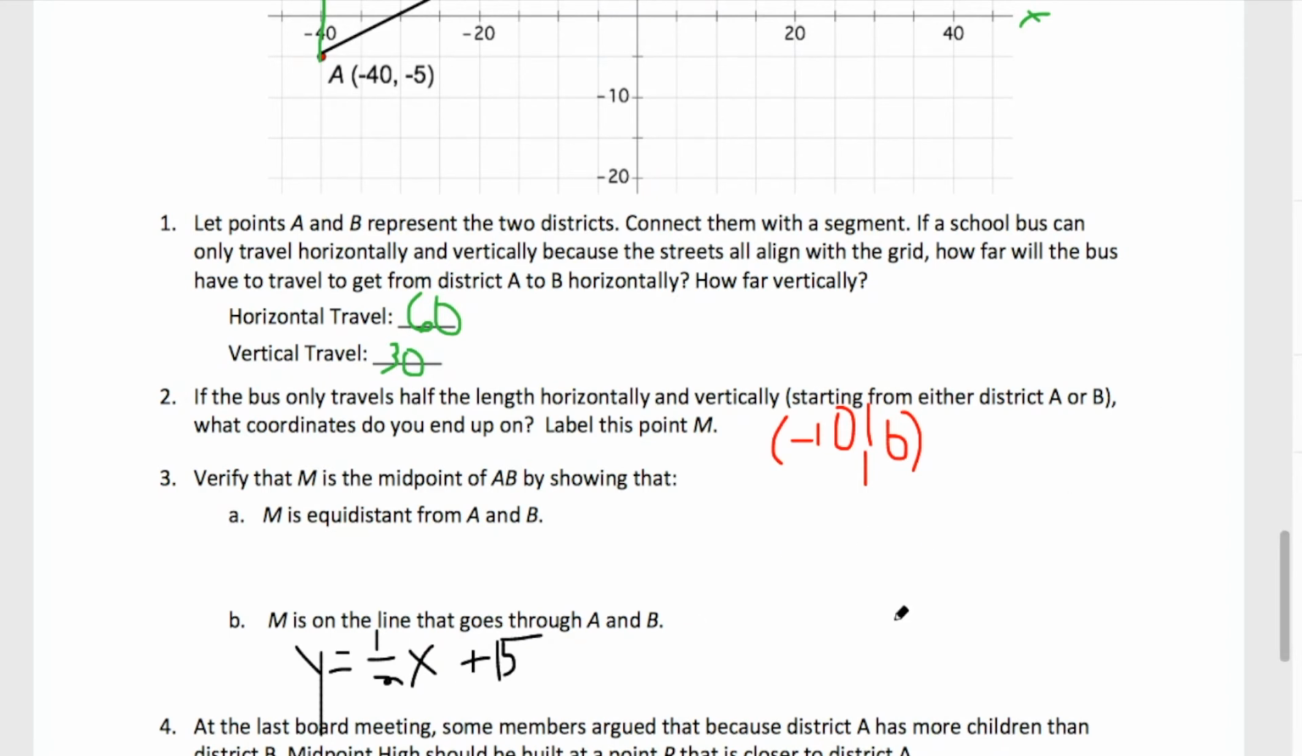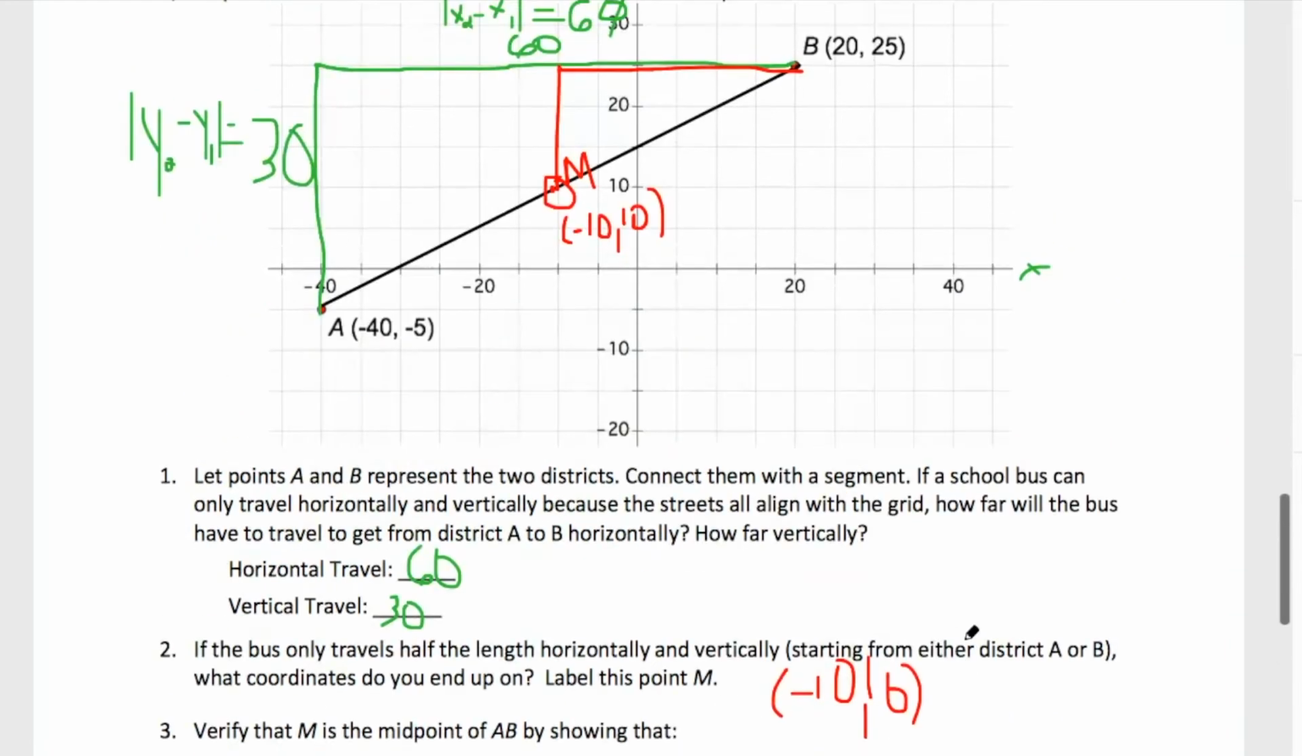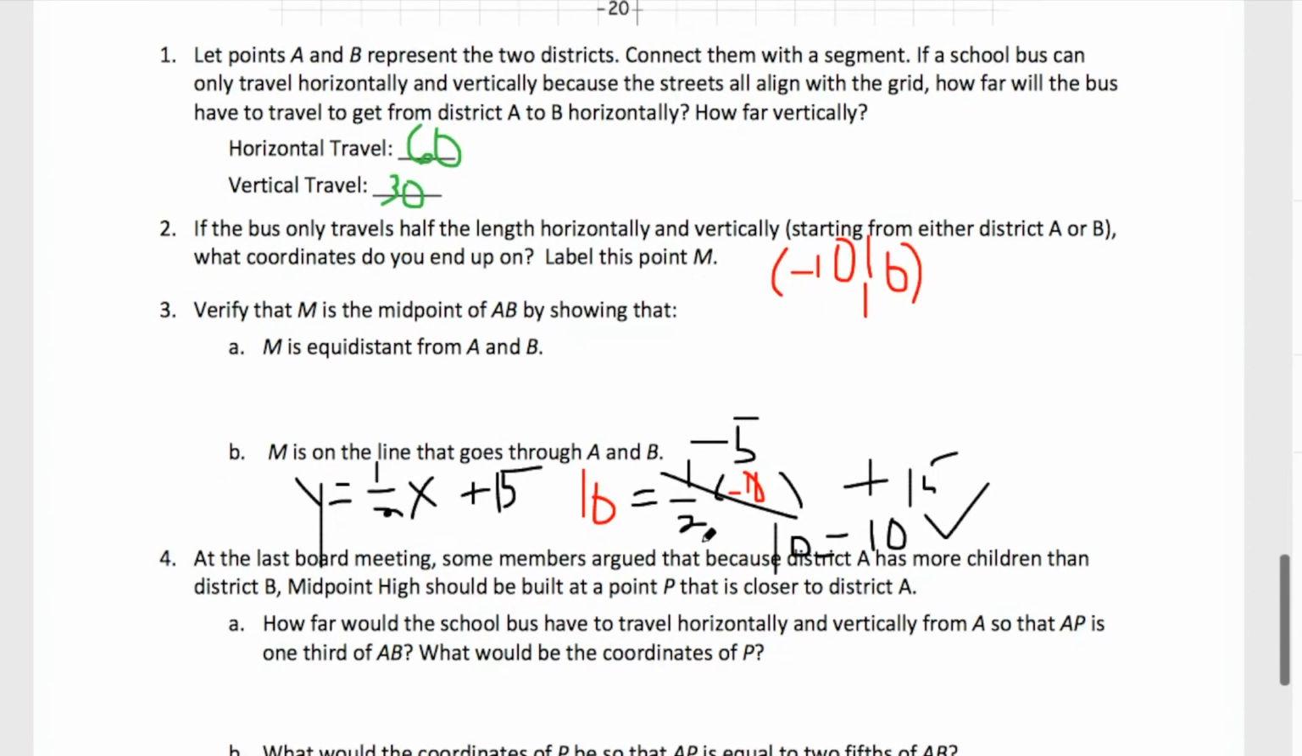And so I'm doing this first part first. We're going to plug in 10 for y and negative 10 for x, and this will work out. 1/2 times negative 10 is going to be negative 5. And negative 5 plus 15 is 10. 10 equals 10. Consider that verified, that it's on the line containing segment AB.